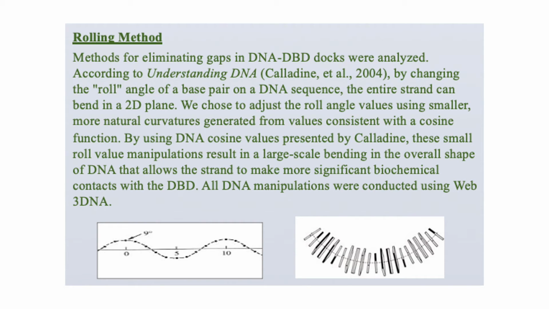Calladine describes the use of a cosine curve to introduce a natural bend to the DNA so that the known DNA-DBD contacts in the DNA half sites can dock successfully in HDock. With this cosine method, the DNA strands are in a much more ideal position to successfully bind to the DBD protein. The cosine roll manipulations were made using Web3DNA software.